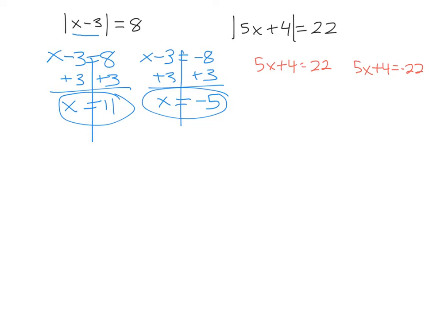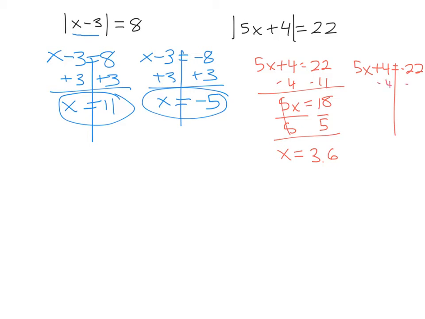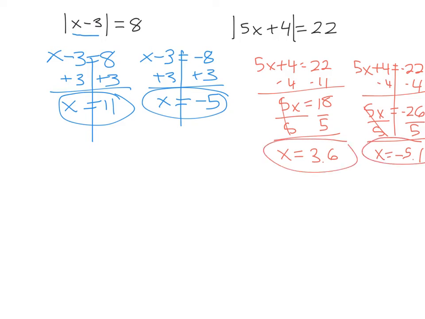We subtract 4. 5x equals 18. We divide by 5. And we get x equals 18 over 5. We can leave that as a fraction, or we can write it as a decimal, 3.6. Now we're going to solve this one the same way. We're going to subtract 4. 5x equals negative 26. Divide by 5. And we get x equals negative 5.1. Two solutions for this one absolute value equation.